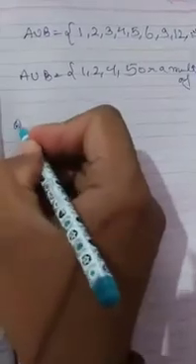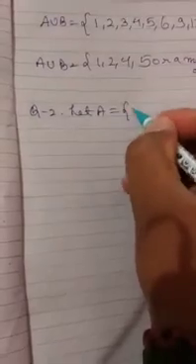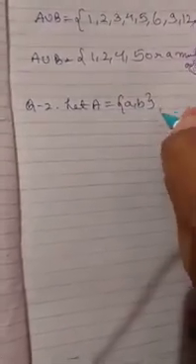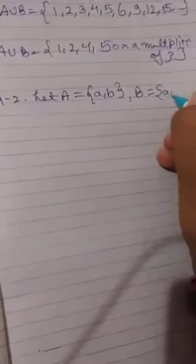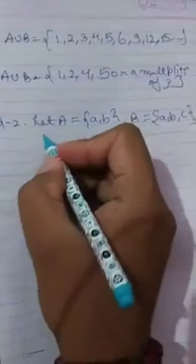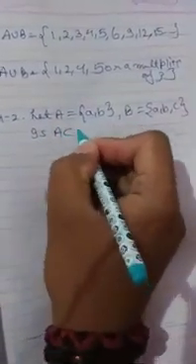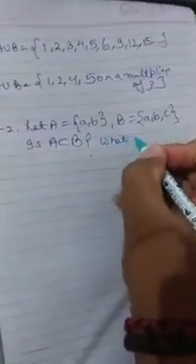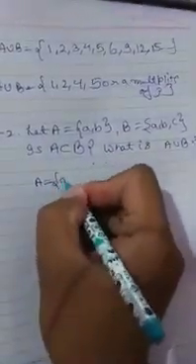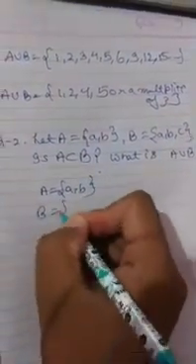Okay, so now let's see question number 2. Let A = {a, b} and B = {a, b, c}. Is A a subset of B? And what is A union B? First of all, we will take set A as {a, b} and set B as {a, b, c}.